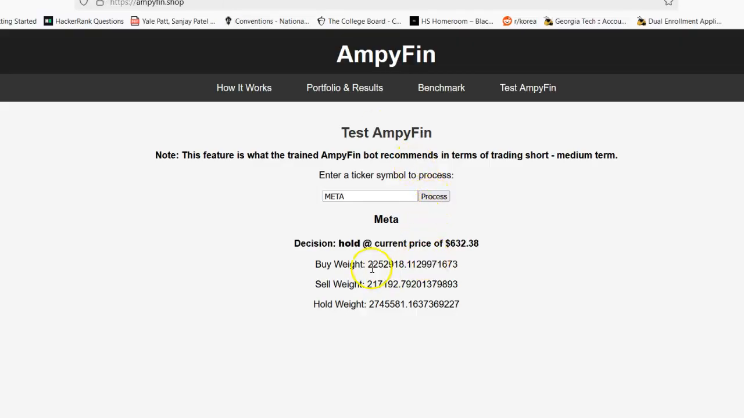Okay. So meta is currently hold. This is an assumption that you have some securities in meta. So if you are holding meta, it suggests that you hold. And this is how much each is weighted. Buy weight is, wow, very close to the hold weight. So it's a little bit more on the long side with meta. Sell is pretty low compared to buy. So it's suggesting, again, this is at your own risk, that you buy meta. That's what Ampyfin is suggesting.